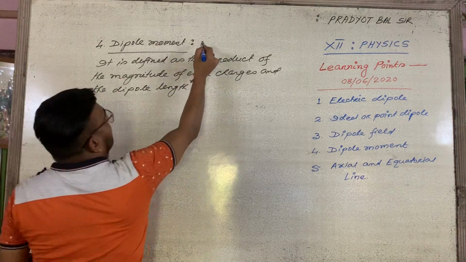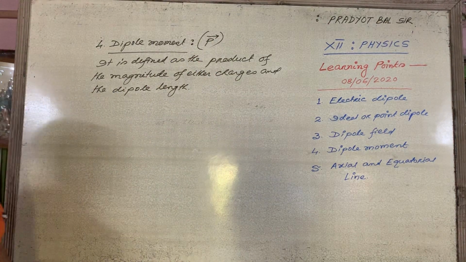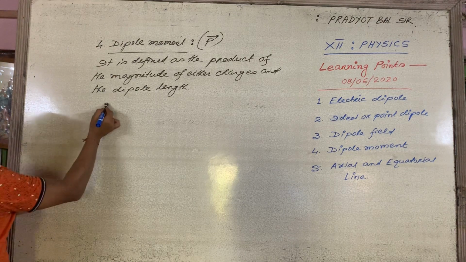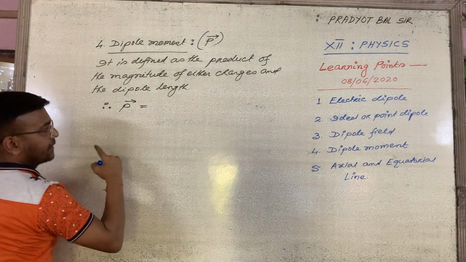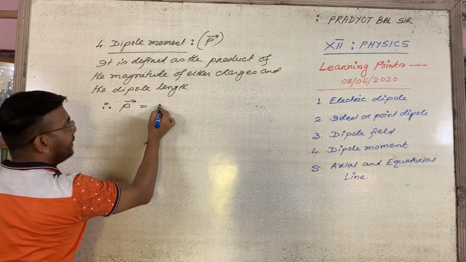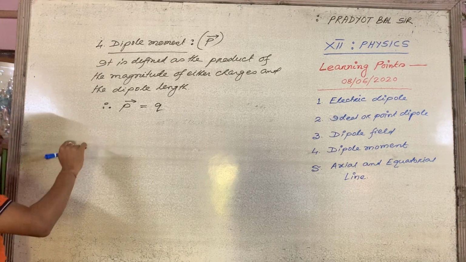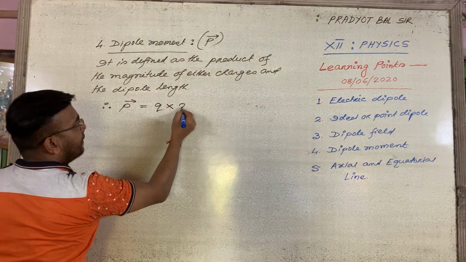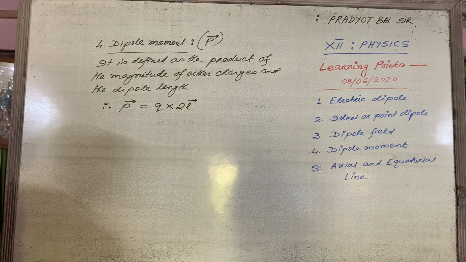You will have to remember, dipole moment is denoted by the sign P vector. So therefore, P vector is product of the magnitude of either charge. It is minus q or plus q, but you will take only the magnitude, that is q. No minus, no plus, that is magnitude. Into dipole length, it's twice L vector. So this is our dipole moment.